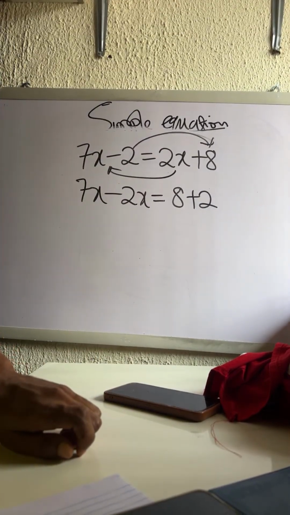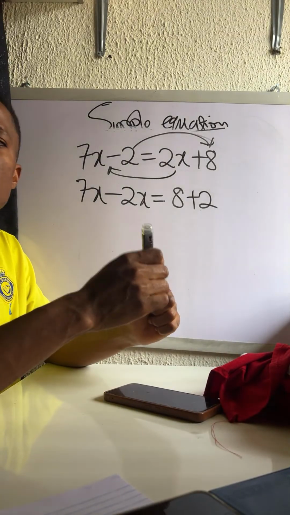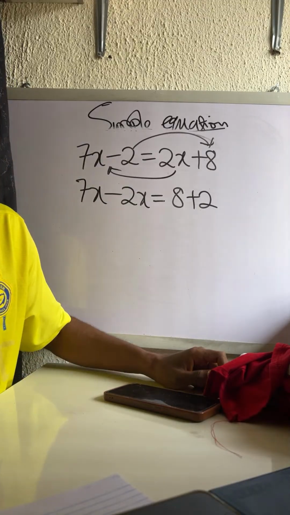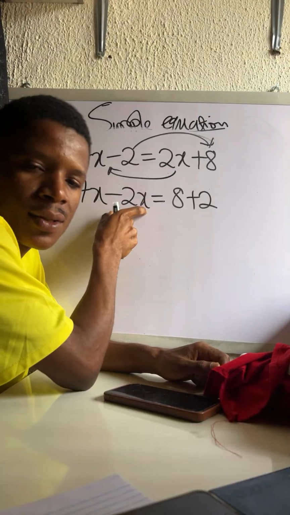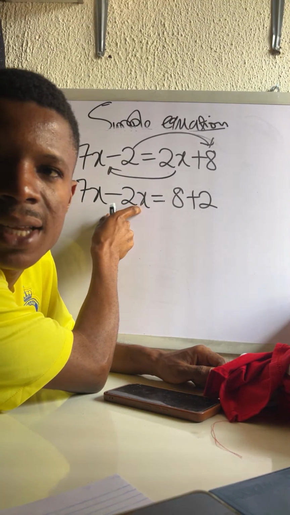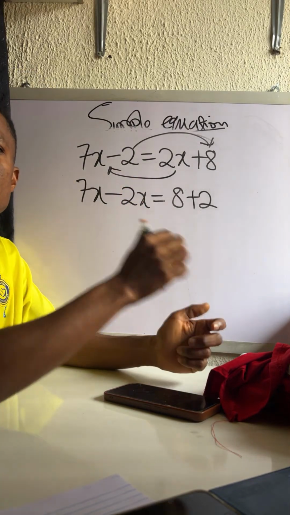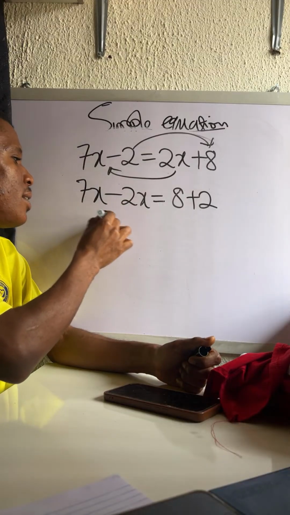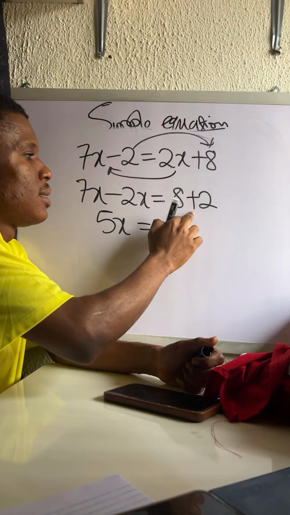So the next thing we have to do is what? So let's go together. 7x minus 2x is what? Let's know the answer in the comments. It is 5x, correct? And that's equals to 8 plus 2 is what?